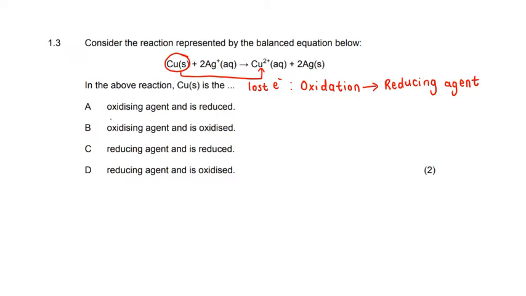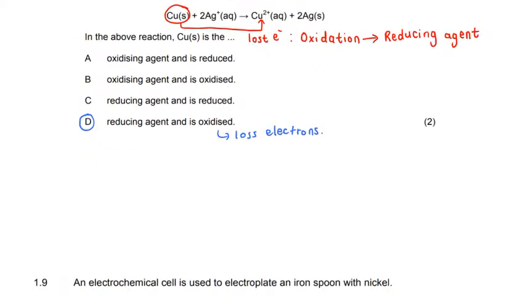The copper, option A says, is an oxidizing agent. No, it's not. B, oxidizing agent. No, it's not. C says reducing agent. Okay, so we're getting somewhere. Reducing agent and is reduced. No, remember it can't do exactly the same thing. So our answer is D. It is a reducing agent and it is oxidized. Remember this word oxidized means to lose electrons. Okay, starting us off nice and easy.